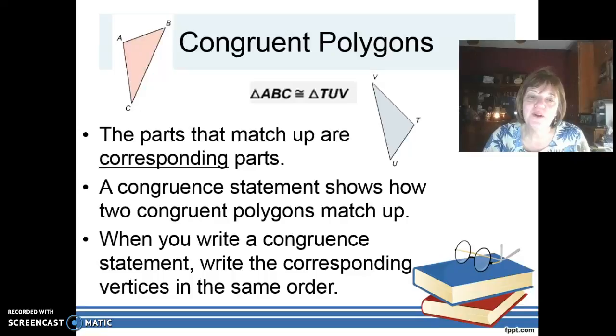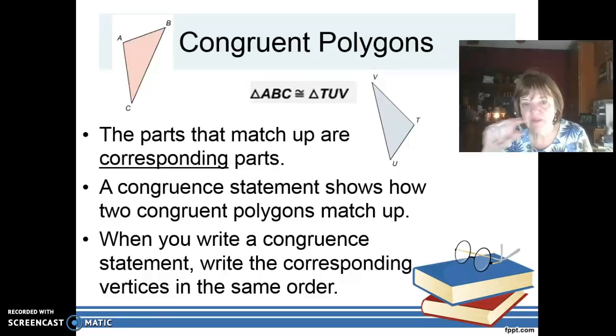Okay, so the parts that match up are corresponding. So what do we mean here? We've got two congruent triangles here. And as you can see, they're not facing the same direction, so you might be a little bit not sure if they're actually congruent. But as you can see in the box in the middle where it says triangle ABC, and it's got that funny squiggly and an equals, that means congruent.